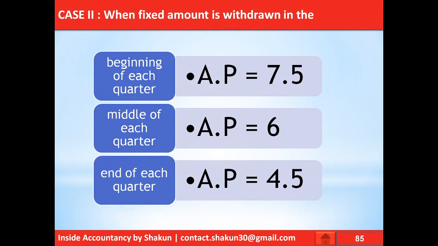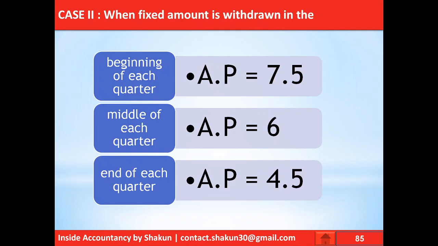So if the drawings are made in the beginning of each quarter, the first quarter was January, February, March. In the beginning of each quarter, that means on 1st of January, if the drawings are made, then the average period would be 7.5. In the middle of each quarter means January, February, March. So 15th of February. In the middle of the quarter, if the drawings are made, then the average period is 6.